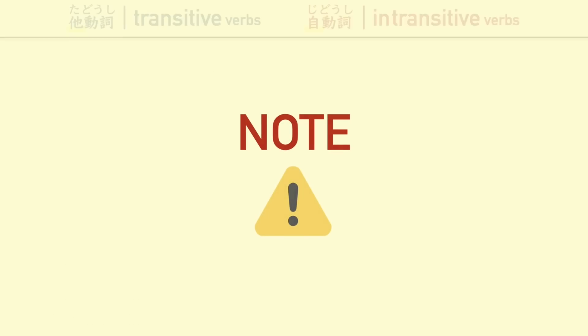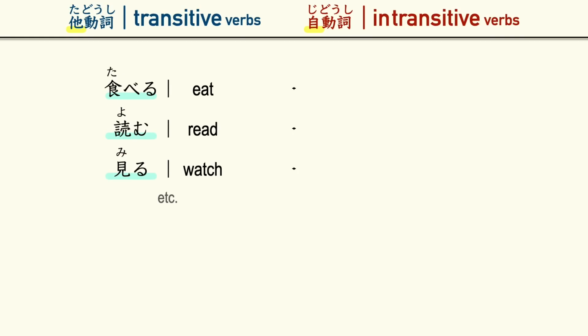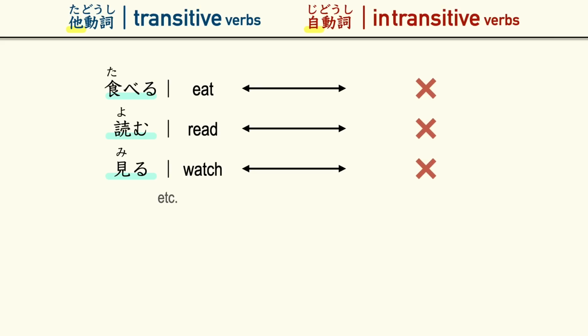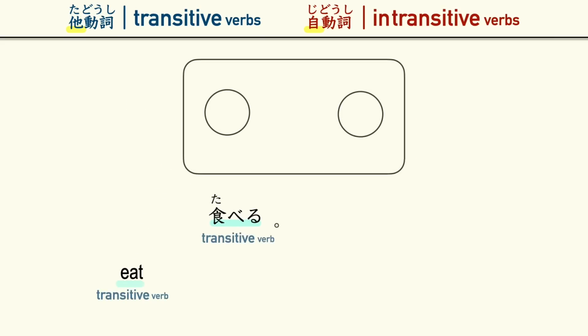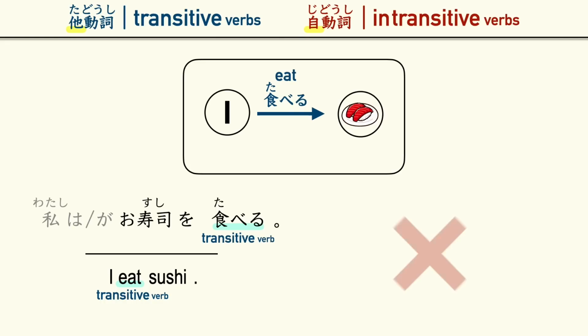Note: while there are many transitive and intransitive verb pairs, many verbs don't have a pair. For example, 食べる eat, 読む read, and 見る watch. These are transitive verbs that don't have intransitive pairs. お寿司を食べる. I eat sushi. The intransitive version of this sentence doesn't exist.